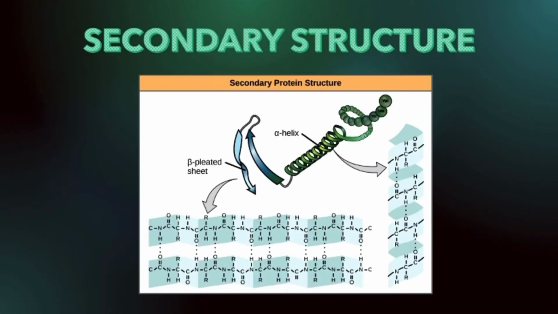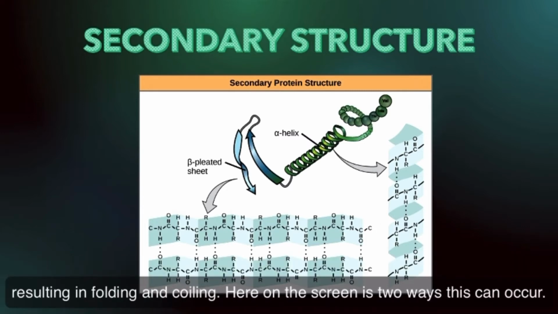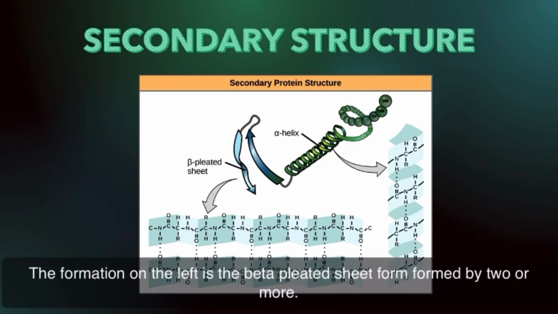The secondary structure sees the amino acids folding according to their sequence due to a partial positive charge from hydrogen, which are attached to nitrogen, and a partial negative charge from oxygen. This charge enables hydrogen bonds to form between them, resulting in folding and coiling. Here on the screen are 2 ways this can occur. The coil shape is the alpha helix, held together by hydrogen bonds.